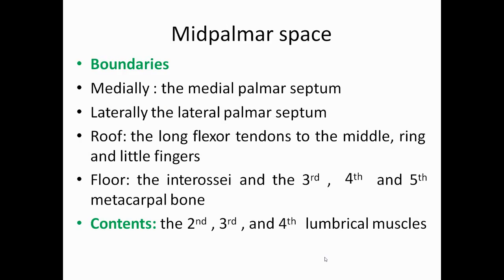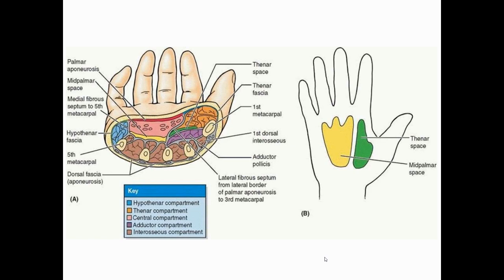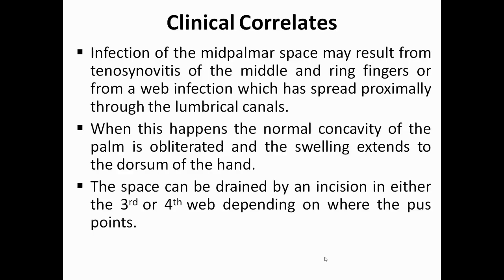Midpalmar space. The boundary is made medially by the medial palmar septum and laterally by the lateral palmar septum. The roof is formed by the long flexor tendons to the middle, ring and little fingers, and the floor is formed by the interossei and the third, fourth and fifth metacarpal bones. It contains the second, third and fourth lumbrical muscles. Again, we can see more clearly the thenar space and midpalmar space.